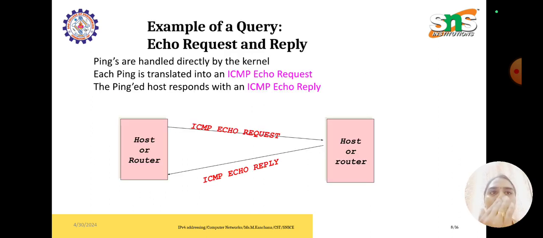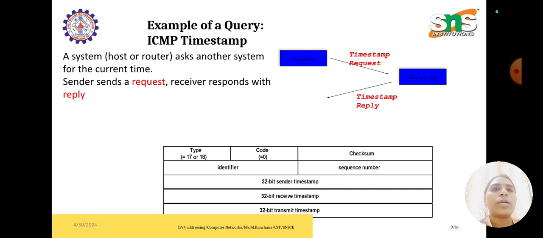As an example of a query, ping is handled directly by the kernel. Each ping is translated into an ICMP echo request, and the pinged host responds with an ICMP echo reply. In a timestamp query, a system asks another system for the current time; the sender sends the request and the receiver responds with the reply. It holds type, code, checksum, identifier, sequence number, and 32-bit sender's timestamp, receiver timestamp, and transmit timestamp.